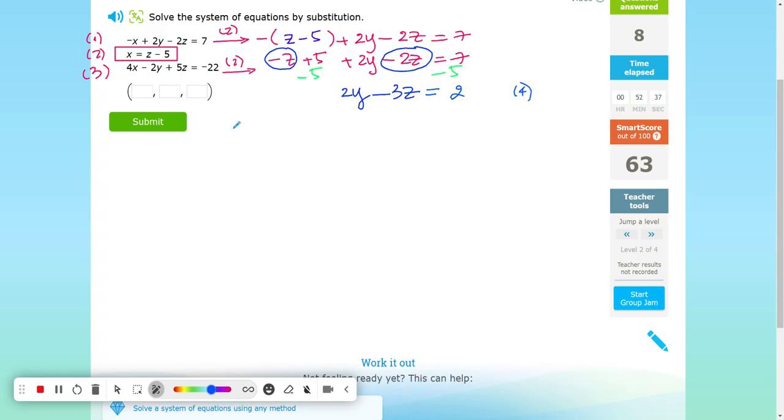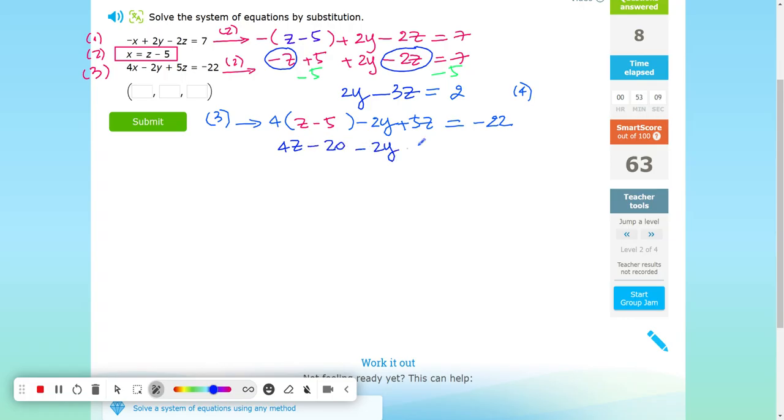So now equation number 3 right here. So let's do that. Number 3. Here we go. 4x subtract 2y plus 5z equal negative 22. Okay, so now I substitute it in. So x, I substitute at z subtract 5. Okay, so let's do this. Here we go. 4 times z become 4z. 4 times negative 5 become negative 20.